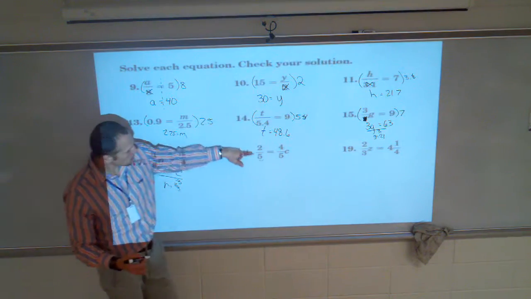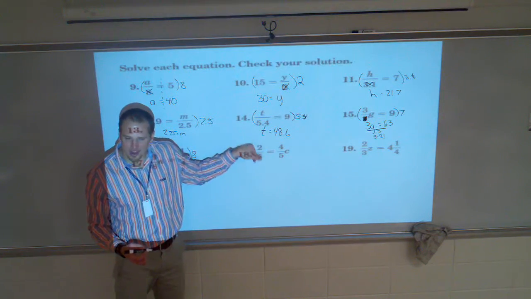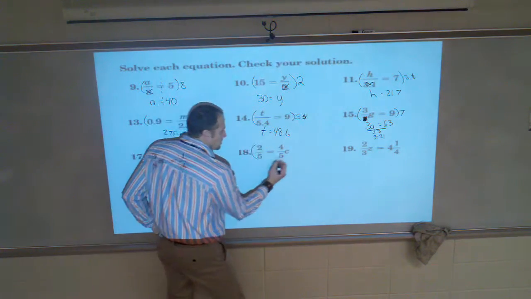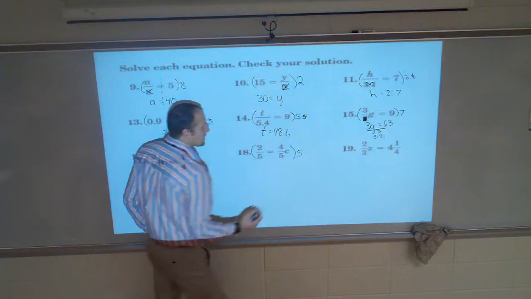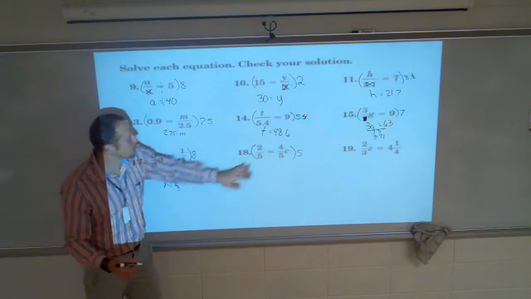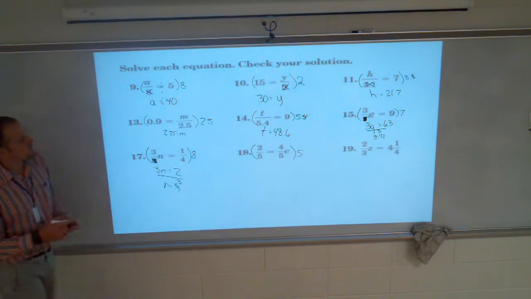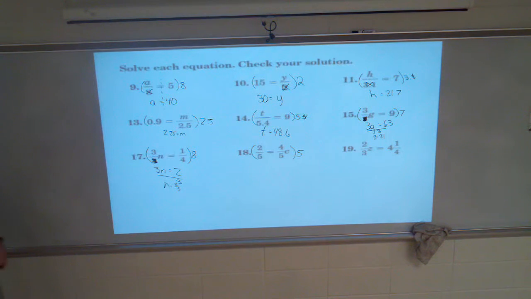Over here, clear out the fractions first. I've got a 5 on the bottom. Let's multiply this whole thing by 5. Everybody try that. Clear out your fractions first by multiplying by 5, and then solve it and see what you get.